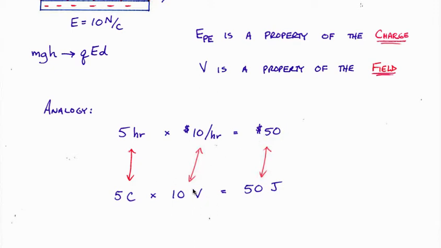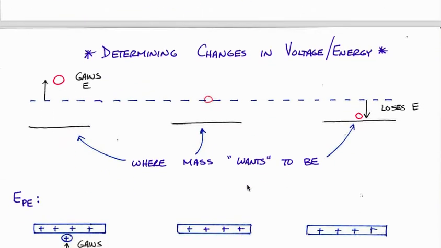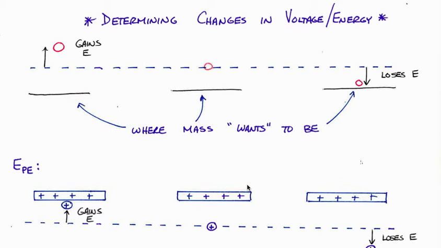This will not change. But more coulombs times the same rate will give me more energy. So property of the field, property of the charge, property of the charge. And the very last thing we need to understand is a more conceptual understanding of how do I know if the voltage is increasing or decreasing, as well as the energy.